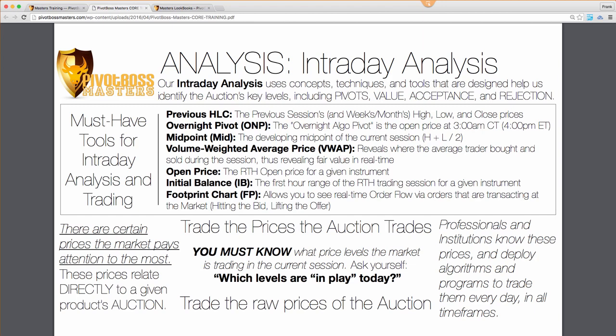In the footprint chart, this allows you to see real-time order flow via orders that are transacting at the market. So this is hitting the bid versus lifting the offer. That's a very important form of intraday analysis that all traders need to be able to understand how to use, even if you don't use it for scalping or anything like that.